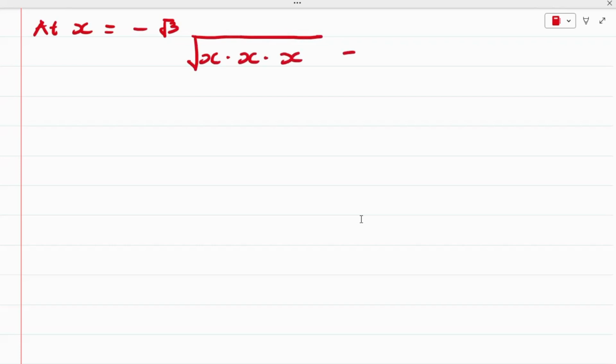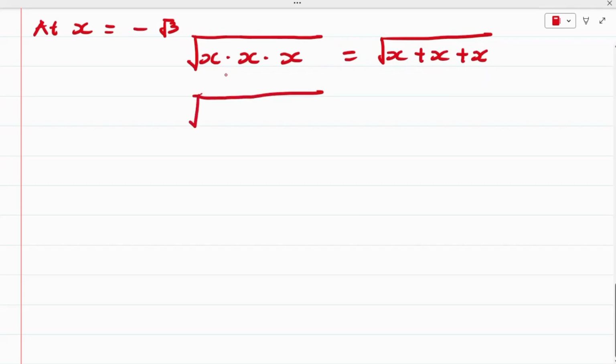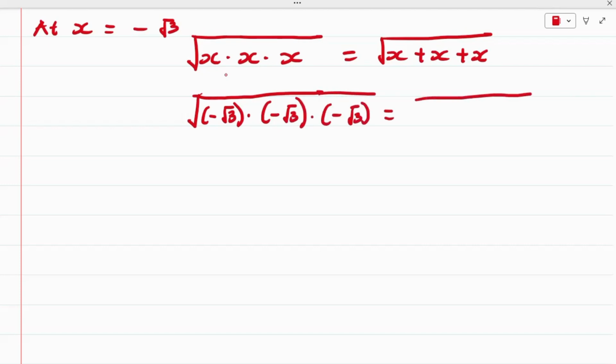So lastly, let's verify the last value of x. For the last value of x, which is x equals minus root 3, we have the question given as the square root of x multiply x multiply x, which is equal to the square root of x plus x plus x. So we have the square root of minus root 3 multiply minus root 3 multiply minus root 3, and this is equal to the square root of minus root 3 plus minus root 3 plus minus root 3.